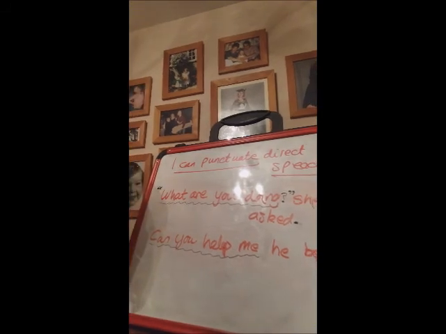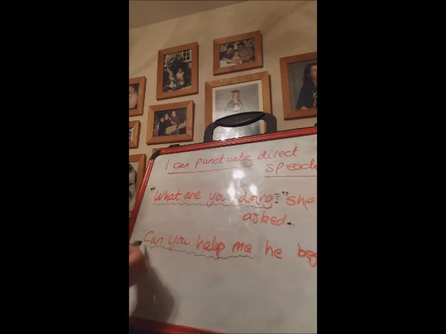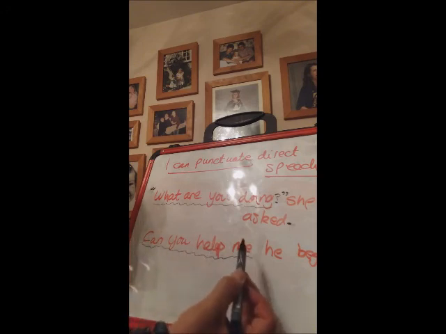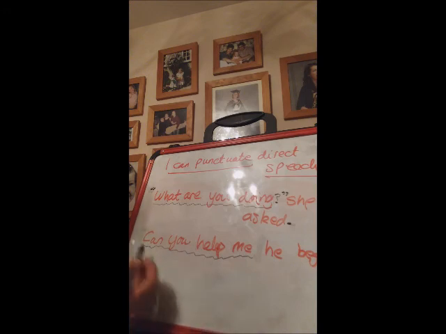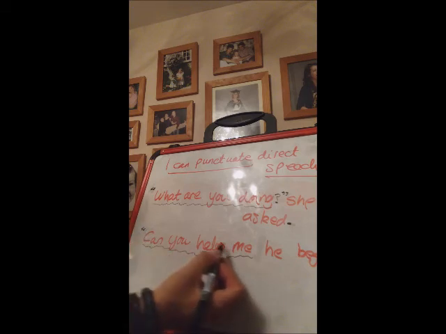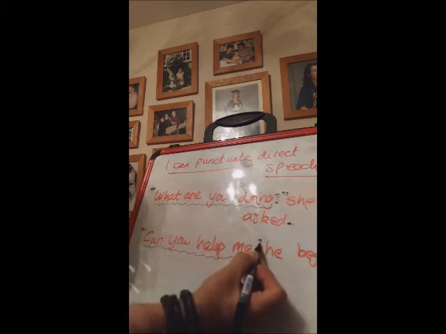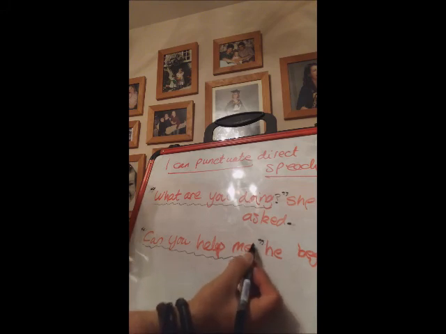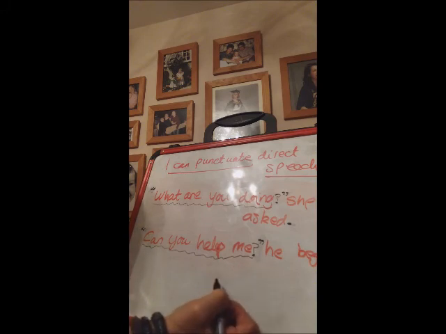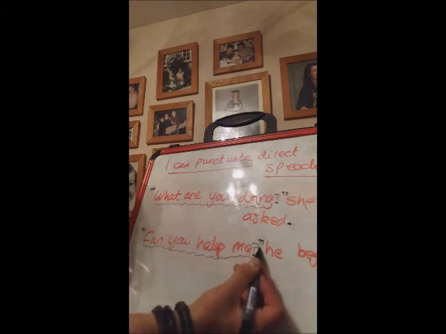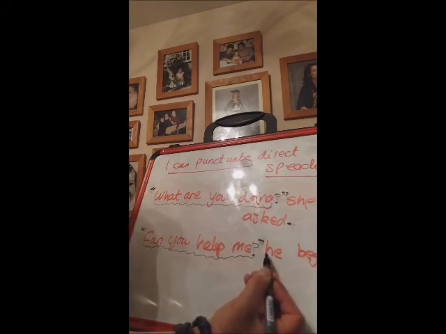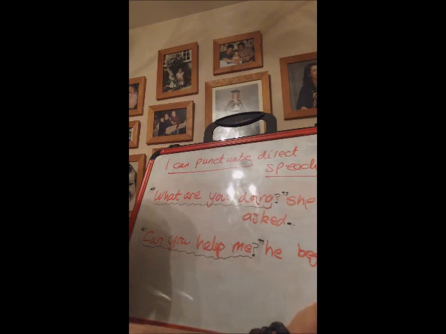Just turn the camera. Second example, can you help me? Once again, I've already put the squiggle to show these are the words that are being said. So, open speech marks here. Can you help me? Close speech marks just there. And because it's a question, we put a question mark just there. So see that the question mark is not underneath the speech marks, but it's before the speech marks. And then finally, he begged is the end of the sentence, so therefore we've got a full stop at the end.